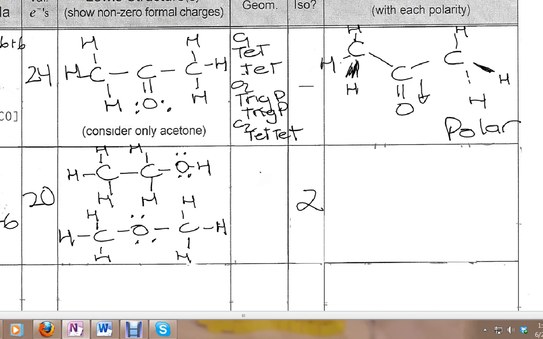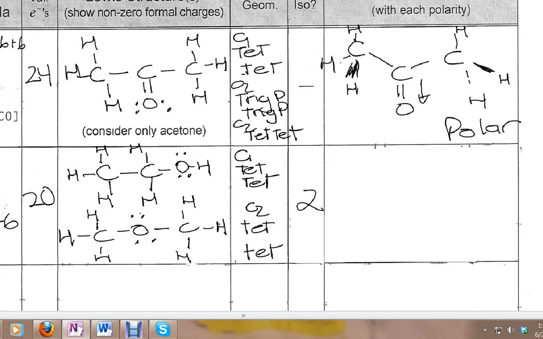Let's go with geometry and shape. What is the geometry? Carbon 1. Remember, those are the central atom. Tetrahedral, tetrahedral, right? What is on carbon 2? What do we have? Again, 1, 2, 3, 4. Tetrahedral, tetrahedral. Okay.